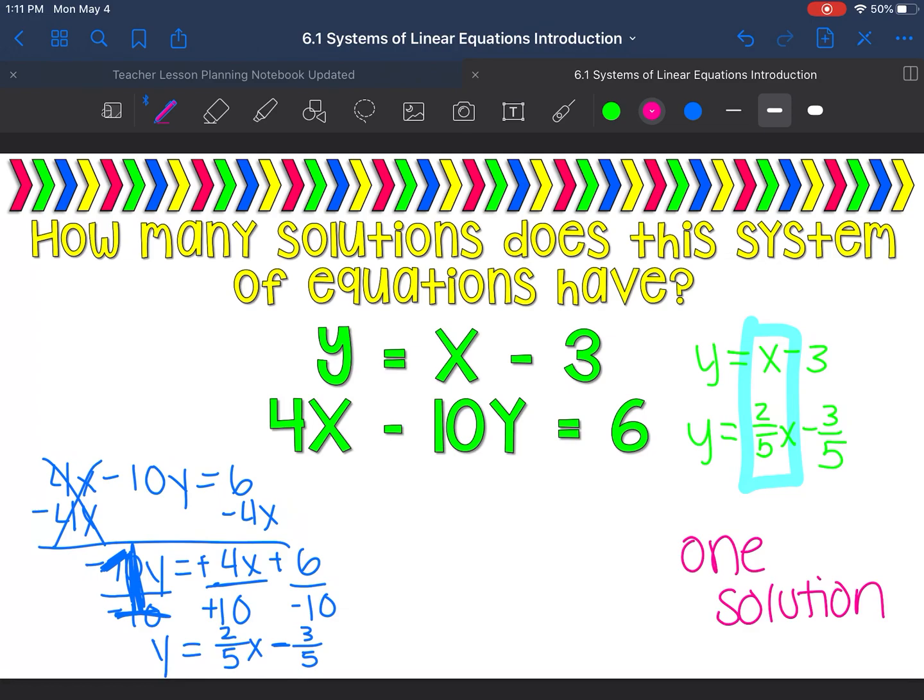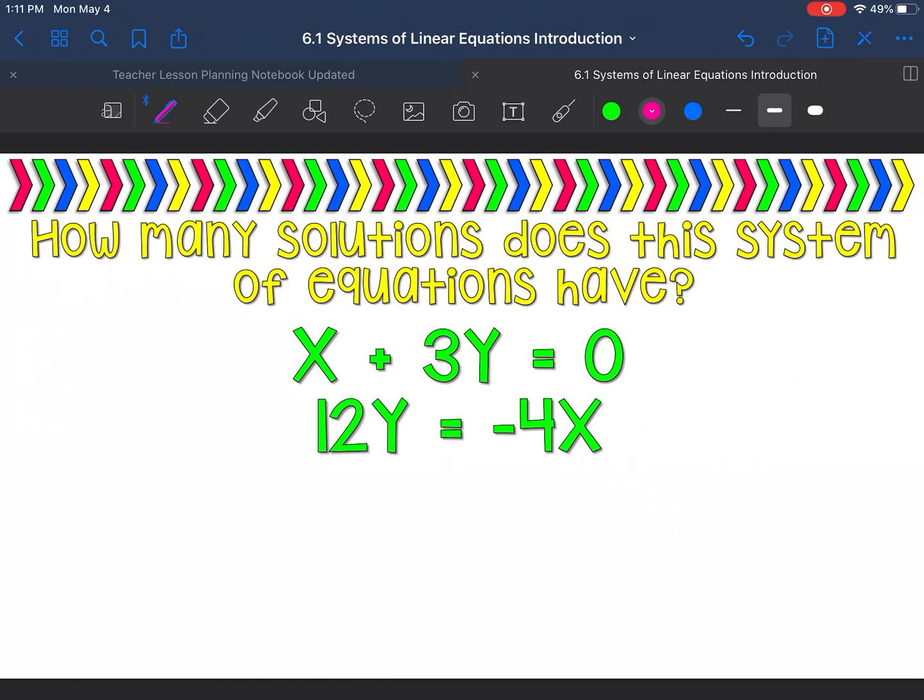All right, let's just work out two more problems, okay? Let's take a look at x plus 3y equals 0 and the second equation of 12y equals negative 4x. Remember, we've got to put these equations in slope-intercept form. So let's go ahead and begin with x plus 3y equals 0. So remember, we need to get the y by itself, so that means that we're going to subtract x on both sides. That cancels out, and that leaves me with 3y equals minus x.